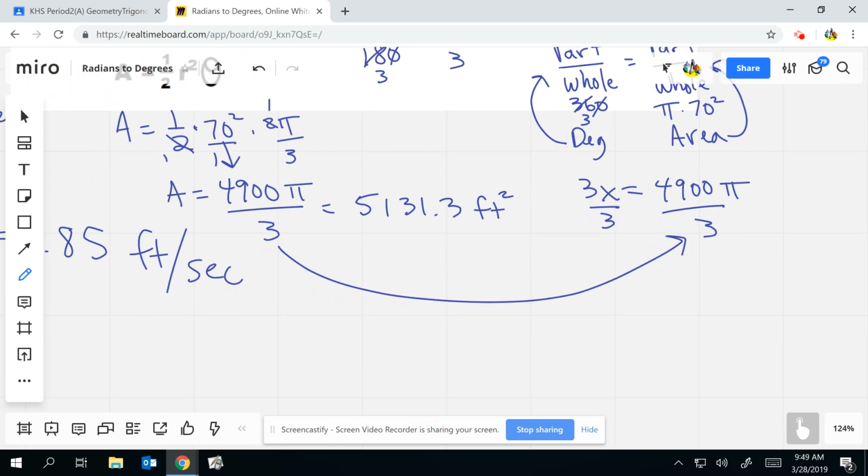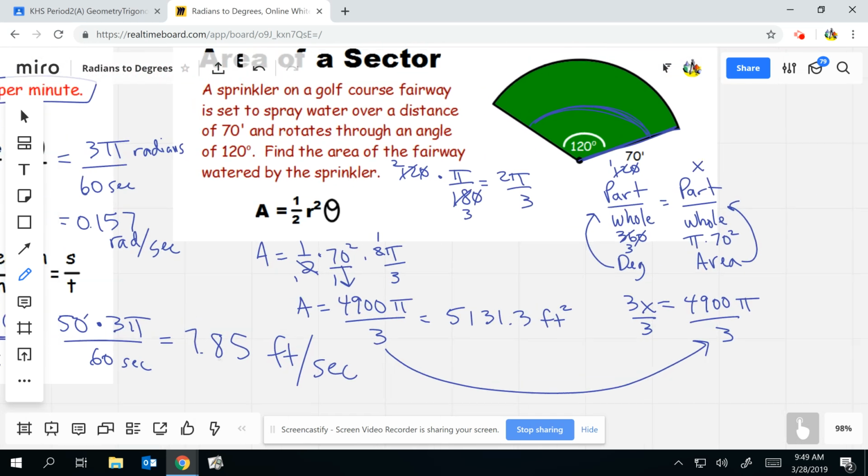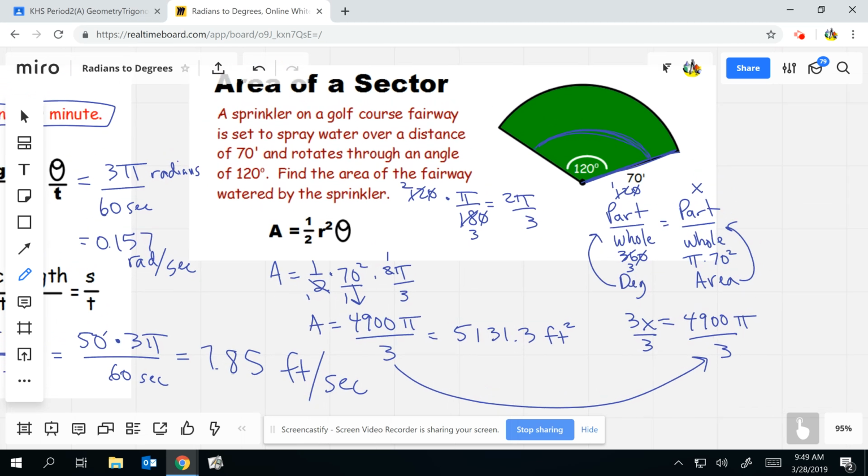So you would still get the 5,131.3 square feet. So it is a little tougher to remember this formula right here. But the geometry way always works. So if you know an angle and you know a radius, you can easily solve for the area of a sector. All right, that's it for section 1.1, the degrees and radians.